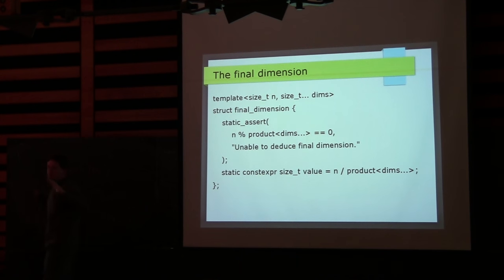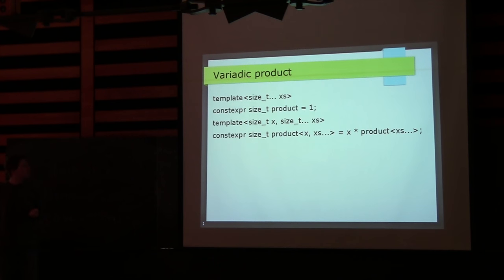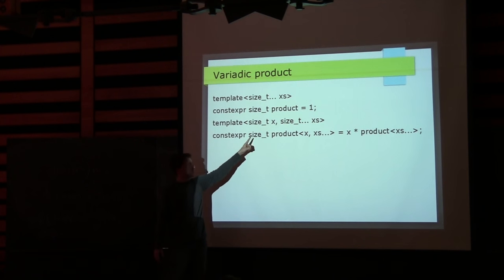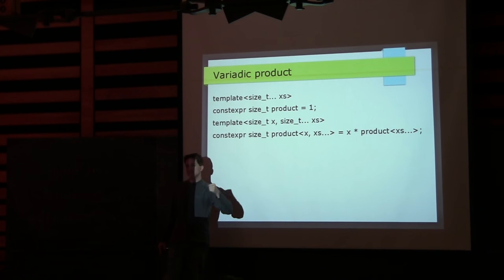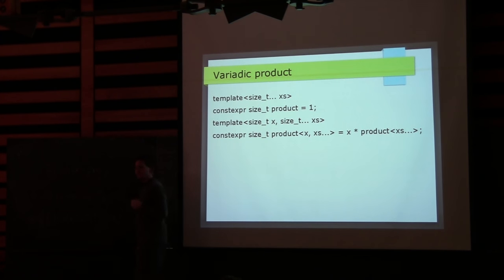So that product of dims... is a C++14 feature known as a variable template. Looks like this. First two lines say that the identity of multiplication is 1, and if we have at least one argument, the product is that argument times the product of the rest. All this is a compile time multiplication of all of the arguments that we passed in.